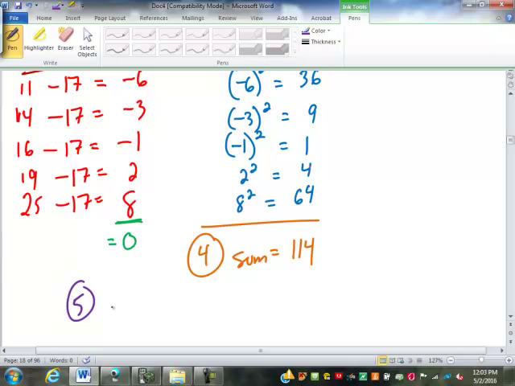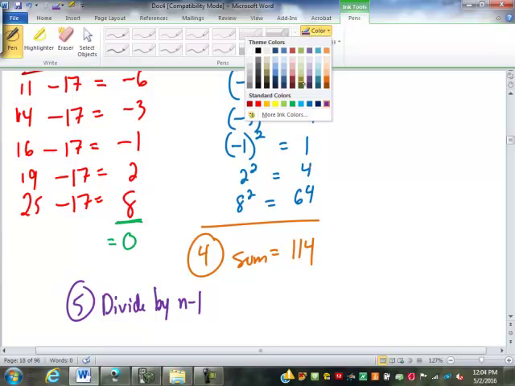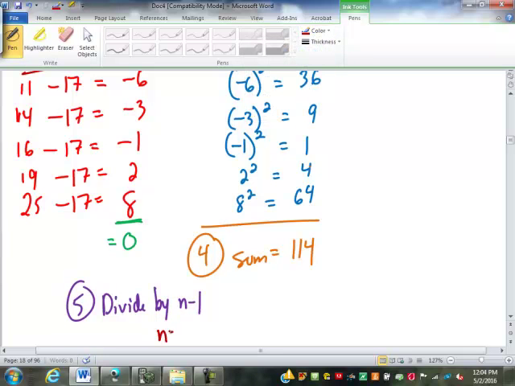Step 5. We're going to divide by n minus 1. So for this data set, n equals 5. So that means we're going to divide by 4. So that gives us 28.5. This number here would be what is called the variance.